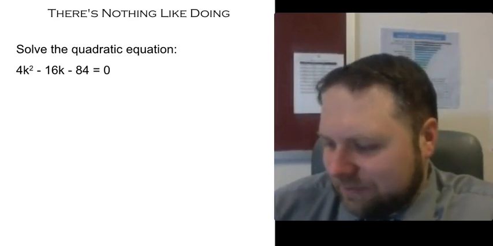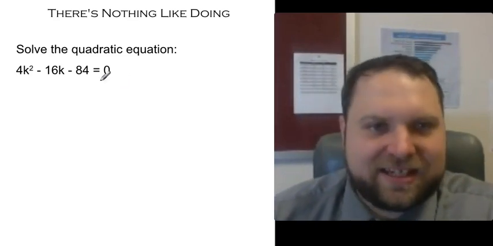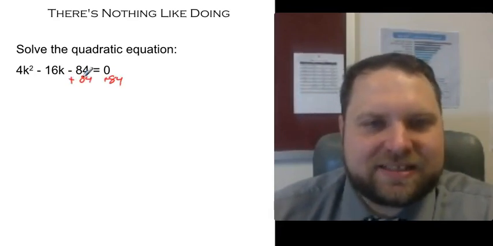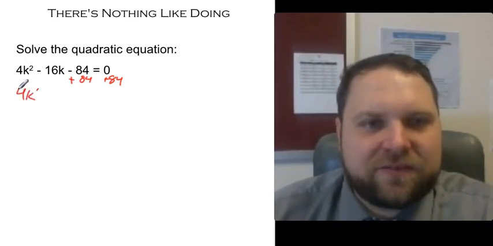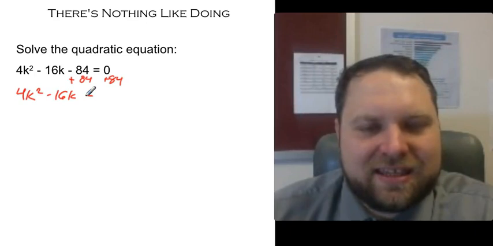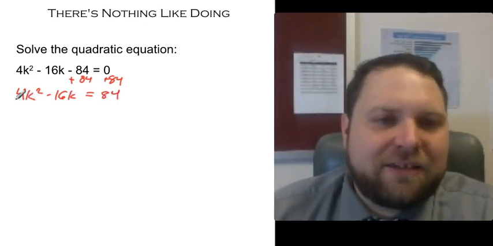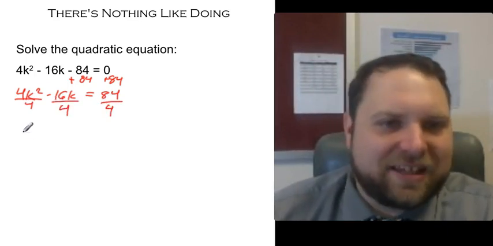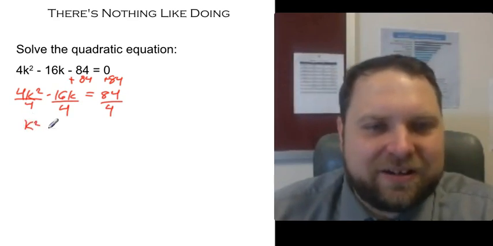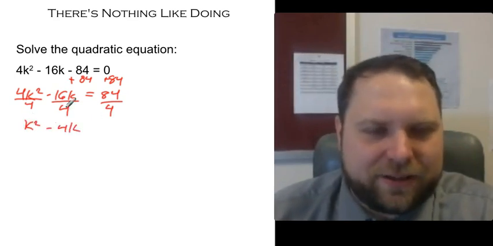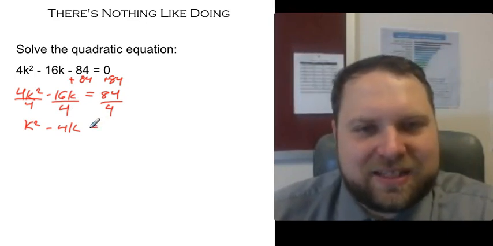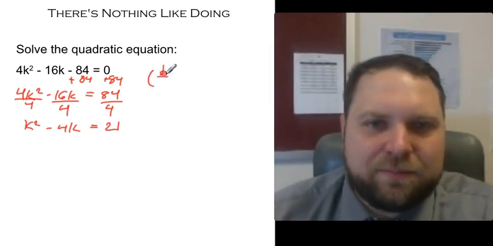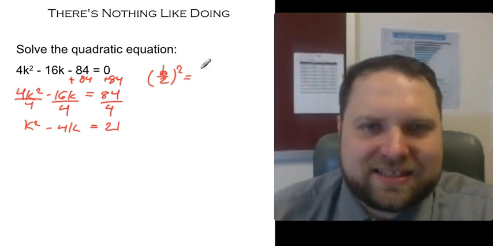So here's another one. This one's a little messy because it has an a value that is not 1. But as is always the case, I'm going to start by separating c away from a and b. So I get 4k squared minus 16k equals 84. Now I want to divide by a. Let's get a equal to 1. So I divide everything in there by 4, and I get k squared, sorry about that, minus 4k is going to be equal to 21. Now I need to find b over 2 squared. B in this case is negative 4.